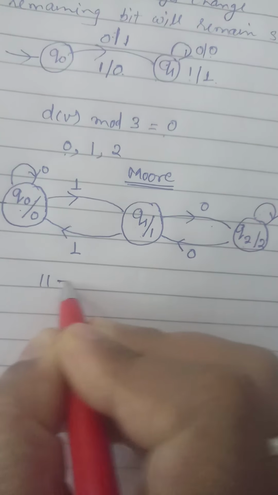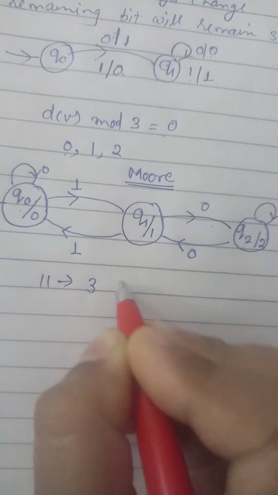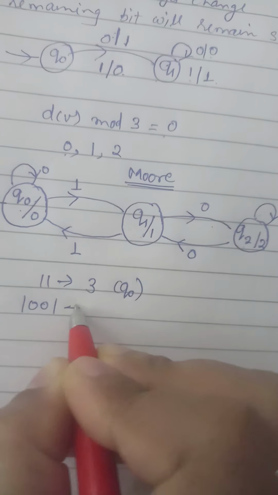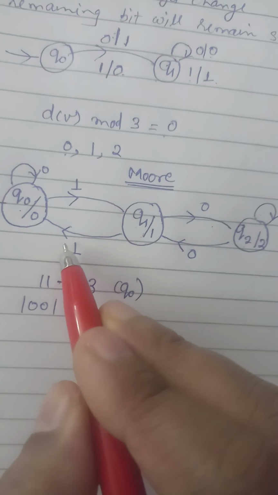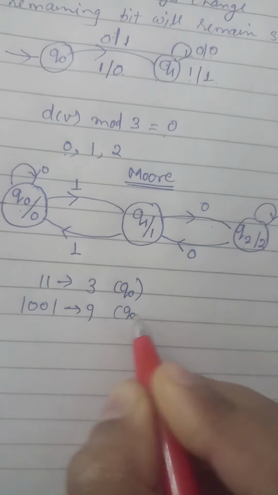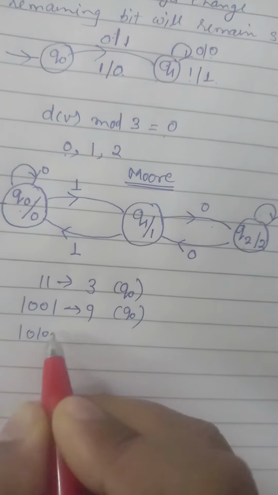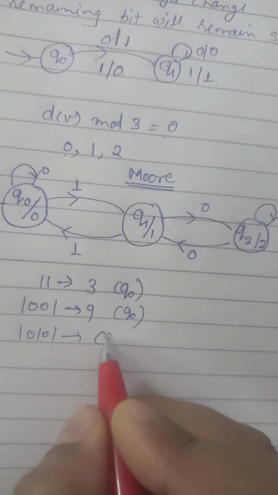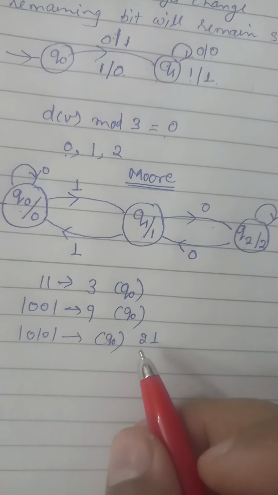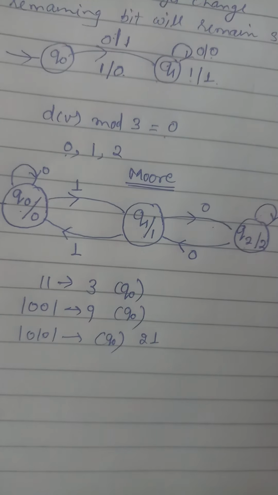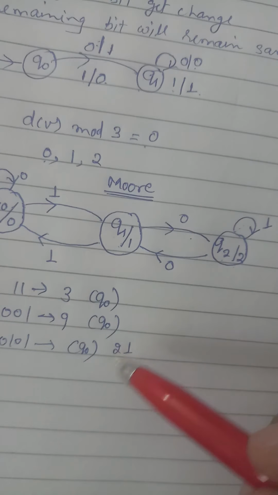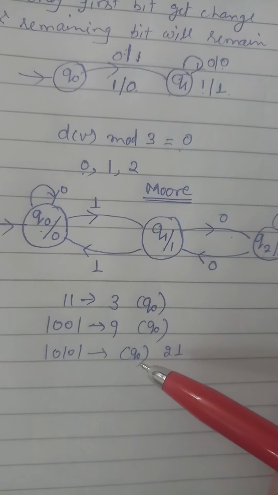So 11 means 3, so we are reaching Q0. Then 1001, which is 9 in integer, so we are again reaching Q0. Then 10101, which is 21, is also divisible by 3. That's why we are reaching Q0.